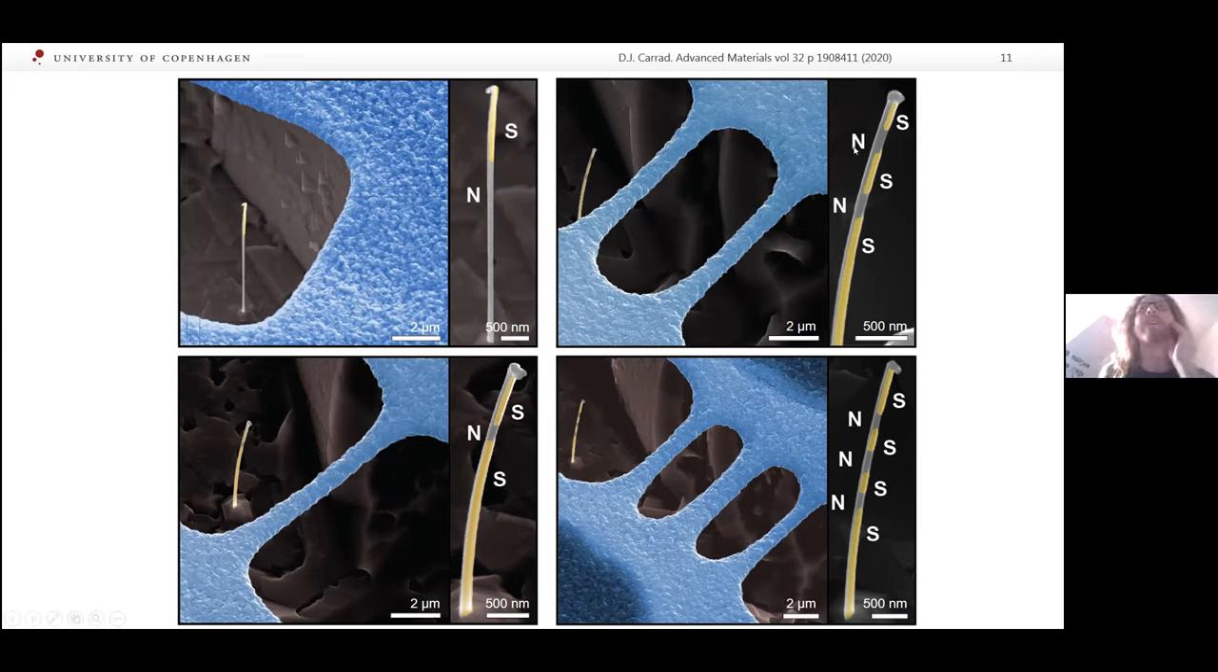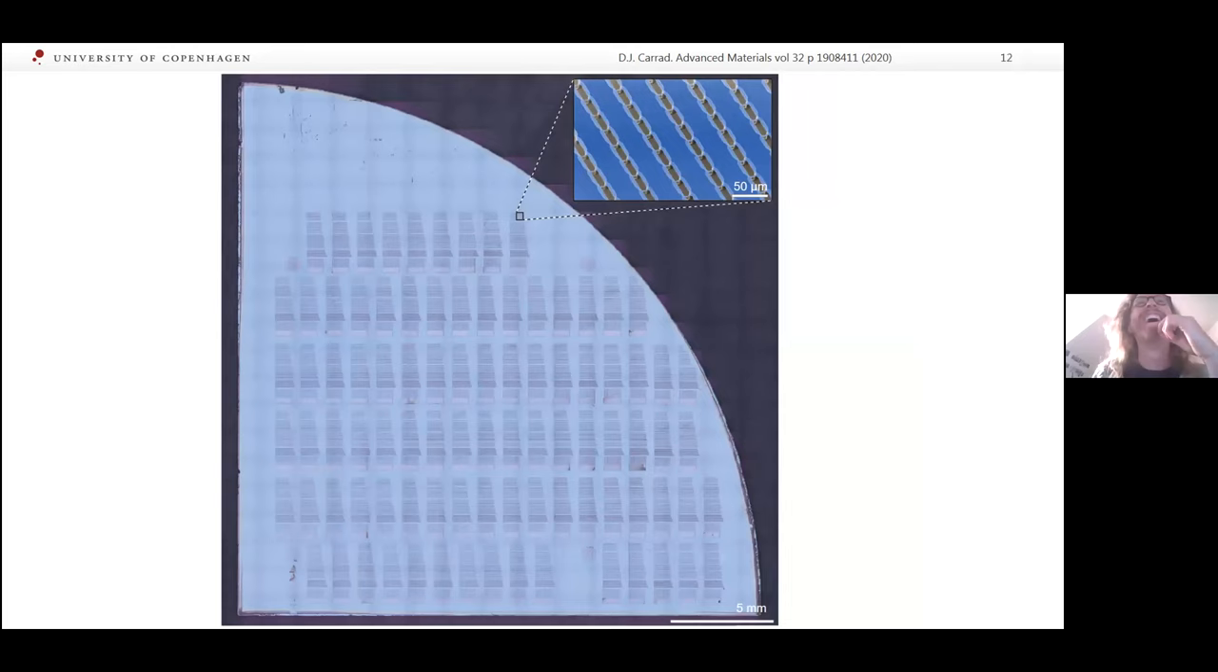You can make island devices by having two bridges, and you can make the setup for a loop qubit by having three bridges to make two different islands, and you could go to infinite bridges. And again, it's completely scalable across the entire wafer. So on a single growth run, we can get all of the different kinds of devices.